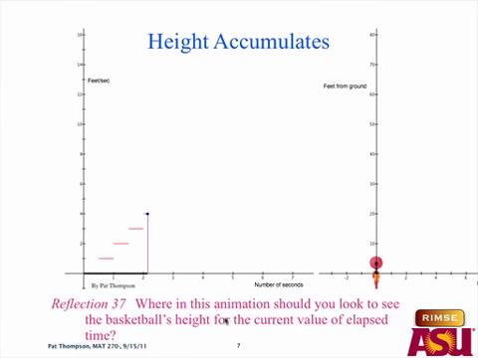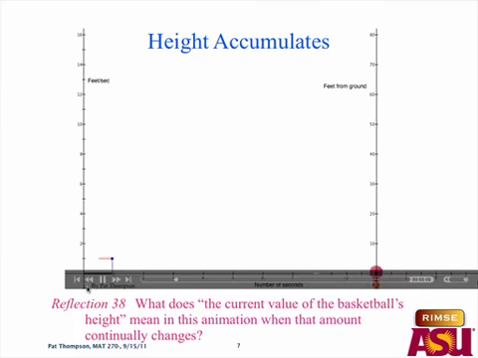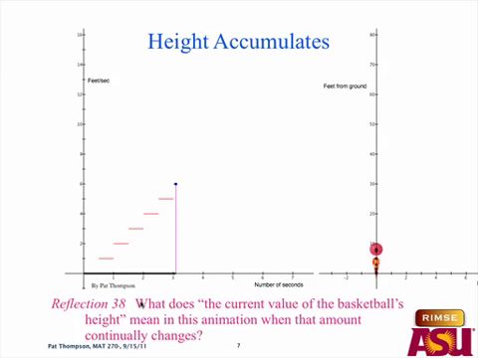Okay? Where should you look to see the basketball's height for the current value of elapsed time? Richard? You're going to look at the y-axis on the right graph. The y-axis on the right graph, that's right. Okay, what does the current value of the basketball's height mean if that amount continually changes? So is height continually changing? Is that true? So what does the current value of the height mean? Yeah, so we'd have to kind of pause time. If we pause time, then we'd have a certain value, and then if a little time went by, that current value would change to a new value.